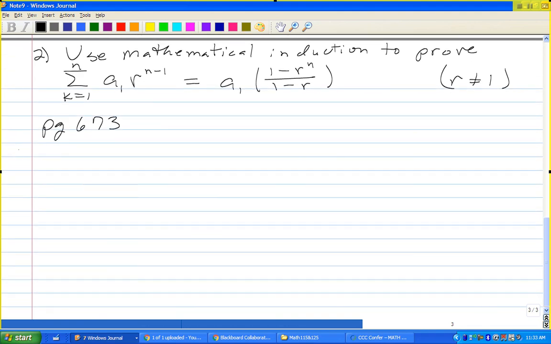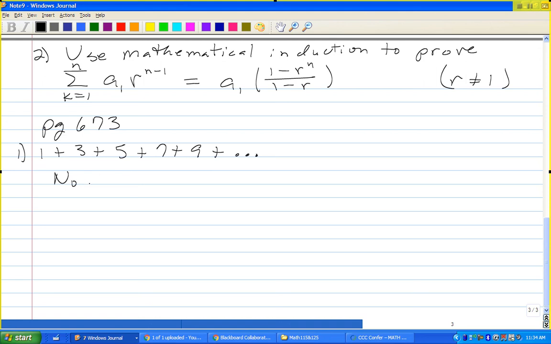Let's do problem number 1. 1 plus 3 plus 5 plus 7 plus 9. In exercises 1 through 6, determine whether the series is geometric or not. Well, notice that this is an arithmetic sequence, 1, 3, 5, 7, 9, because I'm always adding a common difference. Therefore, this is not a geometric series.